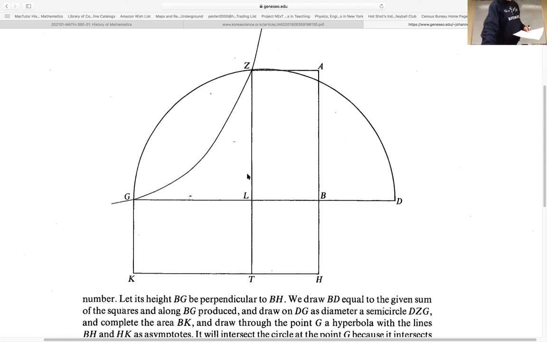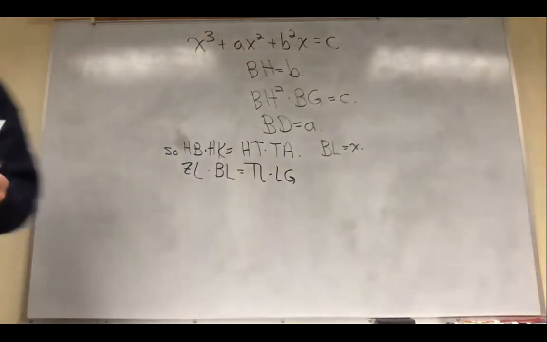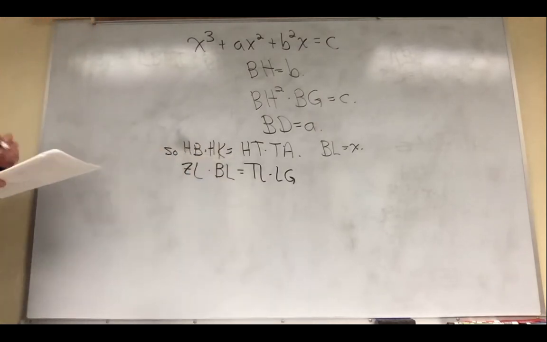So then he says this rectangle up here has the same area as this rectangle over here. All right, so to compute the area of the top rectangle, he has ZL times BL. To compute the area of this rectangle over here, he has TL times LG. All right, I will let you stop looking at that picture for a tiny bit while we do some algebra along the way with our geometry. So we can translate this into some proportionalities.